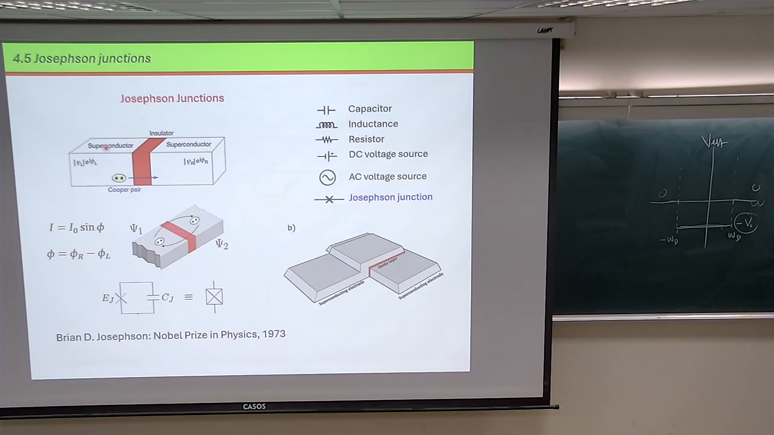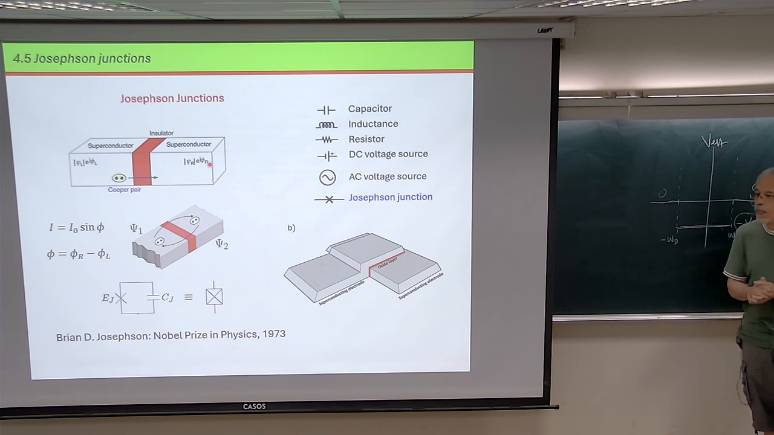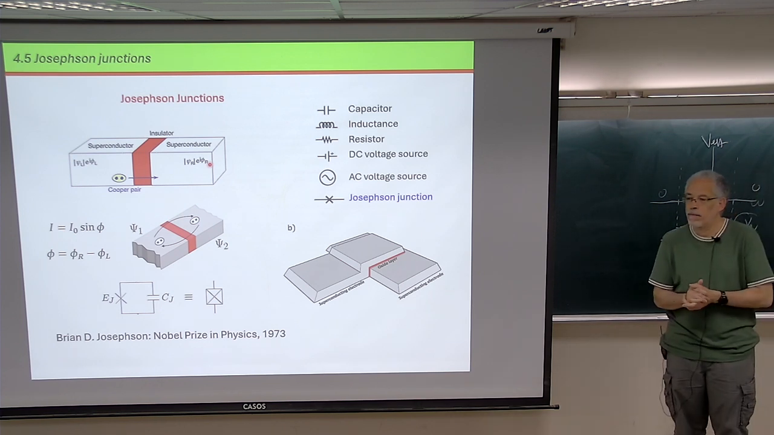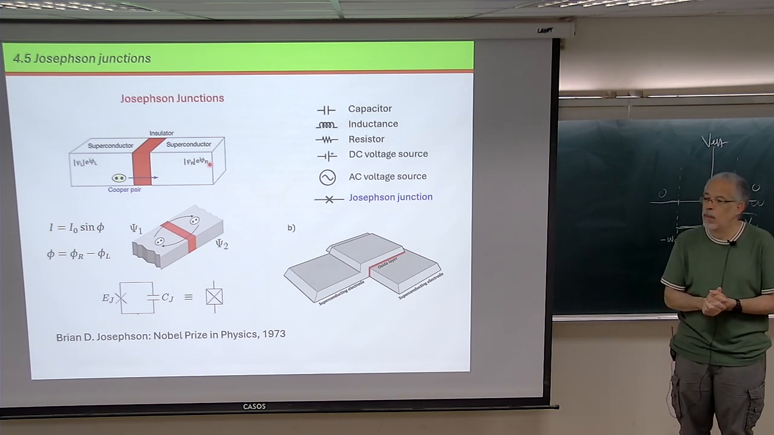Okay? So this wave function has some amplitude and some phase. In the other superconductor, the same: you have some amplitude and some phase. But these are two non-connected superconductors, so these phases may be different. And what happens in this effect is that the current that you pass will depend on the phase difference between these superconductors.